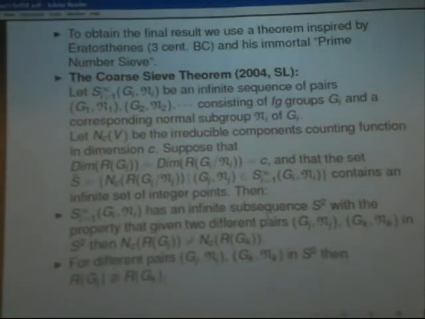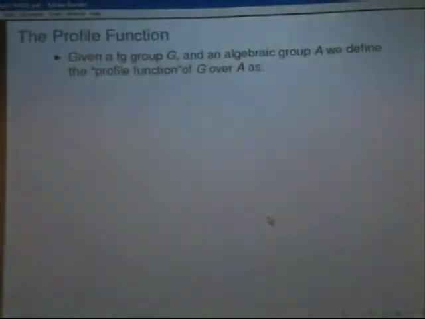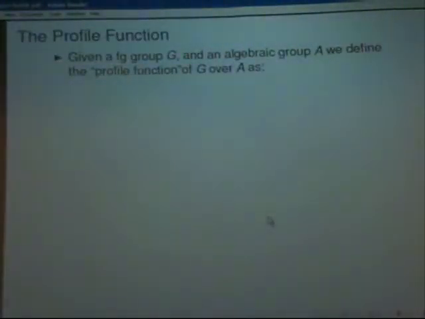Okay, so here it is. These algebraic varieties are not isomorphic. And of course, then the theorem says that you can well order the set S squared. And that was really it. So now we're ready to introduce the profile function. The profile function allows you to generalize a lot of stuff.